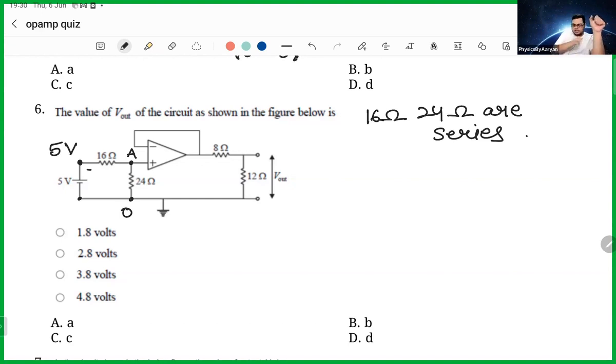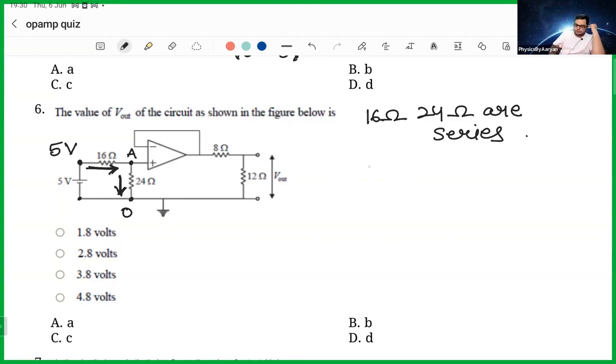Why are they in series? Because if you see, whatever current comes from here, the entire current has to go down because no current can enter the OPAMP. So whatever current comes from 16, the same current goes to 24. And whenever the current is the same in two resistors, they are said to be in series.